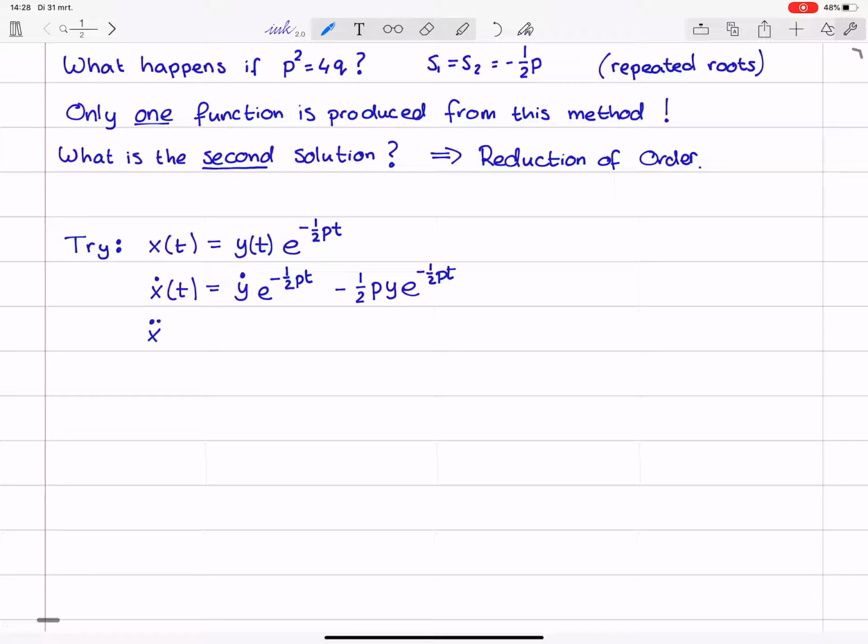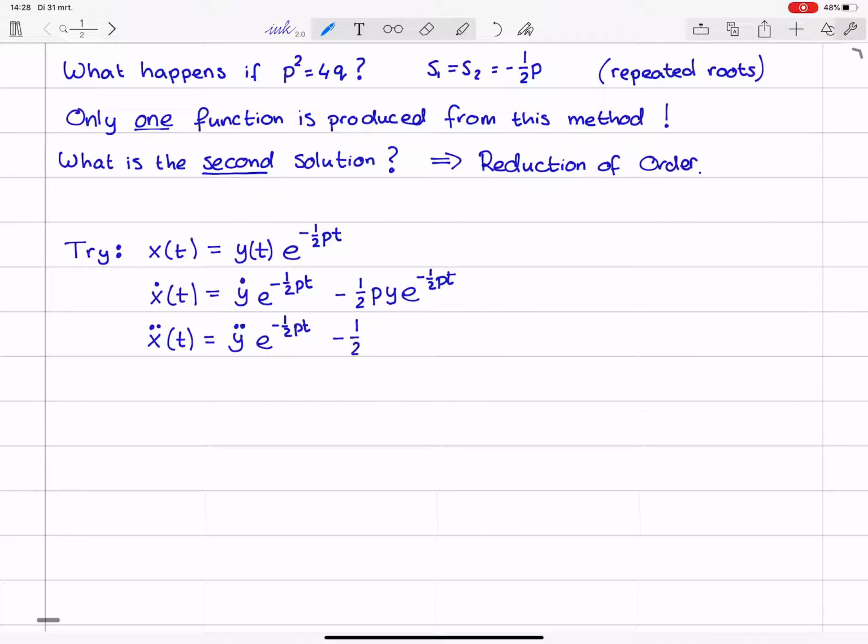And then for the second derivative, we have y double dot e to the power minus a half pt, and then we have the differentiation of the e power, so that is a minus a half times p times y dot e to the power minus a half pt. So this is the derivative of the first term.